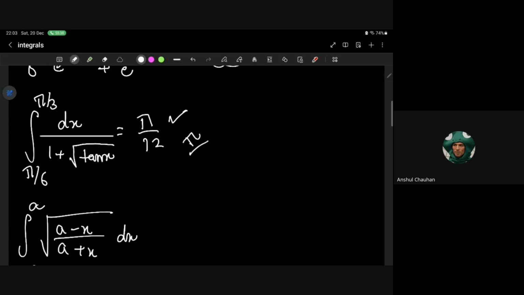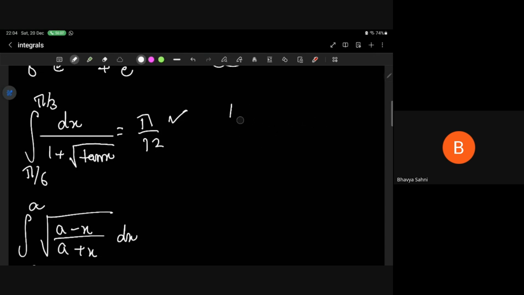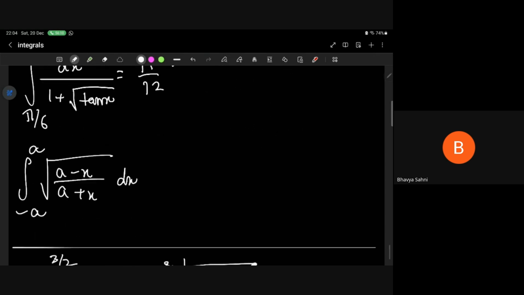So it came root sin x by root sin x plus root cos x. Pi by 6 minus x, no? No, only pi by 6 plus pi by 3 minus x. Oh, yeah, right, sorry. So yeah, it will become 1 only. So you will get pi by 3 minus pi by 6. So it will become pi by 6 into 2, right? Pi by 12. Same thing goes on. Go for this one.